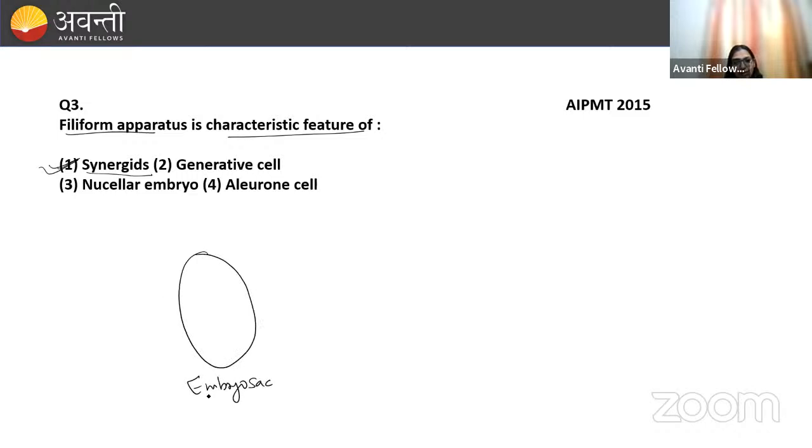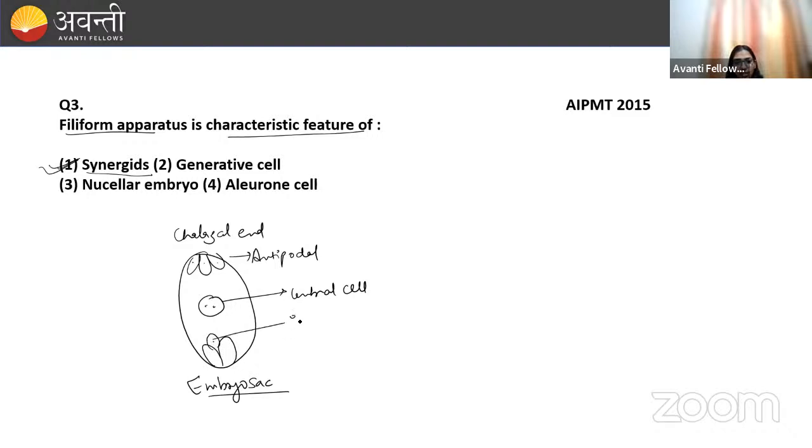This is the embryo sac or the female gametophyte. This portion is the chalazal end. Chalazal end consists of 3 cells which are antipodals. In the center, a central cell is present, which contains 2 polar nuclei. At the micropylar end, there are 2 synergids and 1 egg cell. And these synergids have the filiform apparatus. And the function of this filiform apparatus is to guide the entry of the pollen tube.